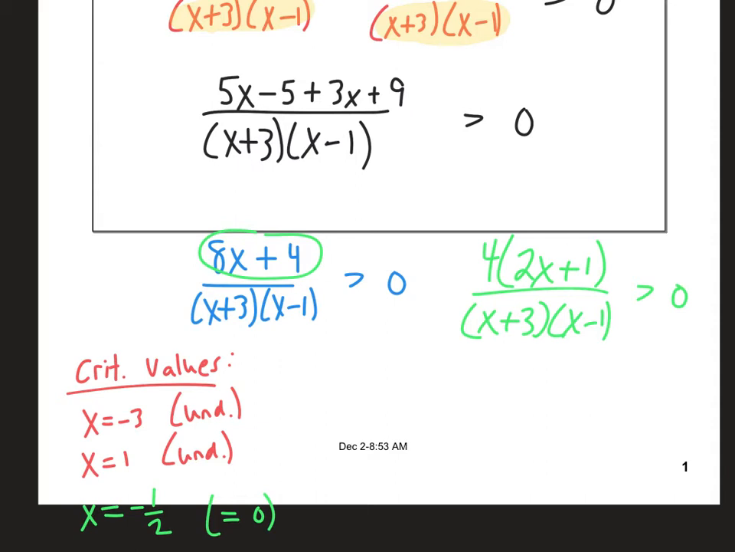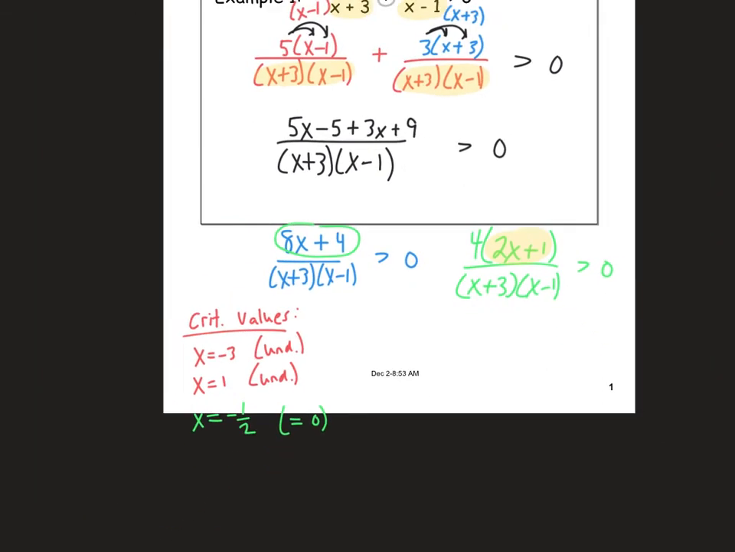Okay, because again, in a fraction, if the numerator is 0, that's going to make the whole expression equal 0. Okay, so we have three critical values. We're going to get those put onto the number line, and we're going to do a little interval test and do a sign chart and see what we get.